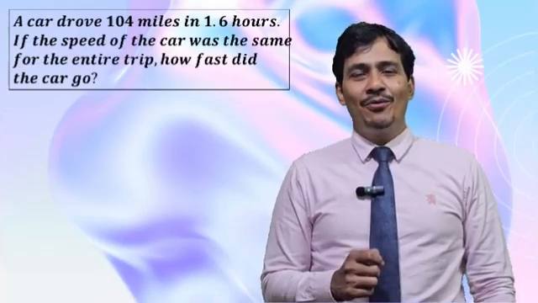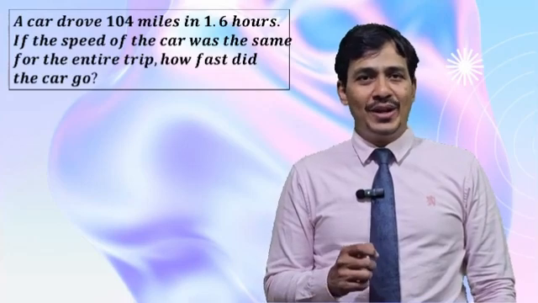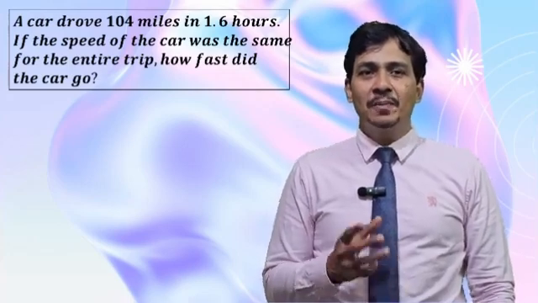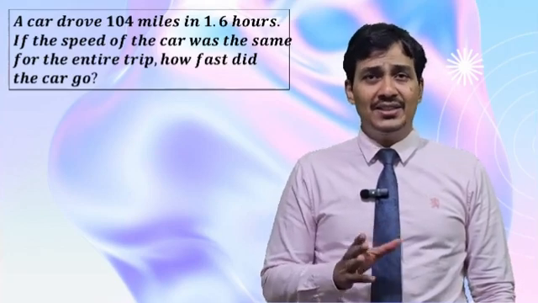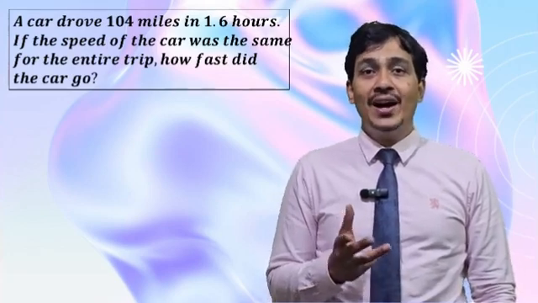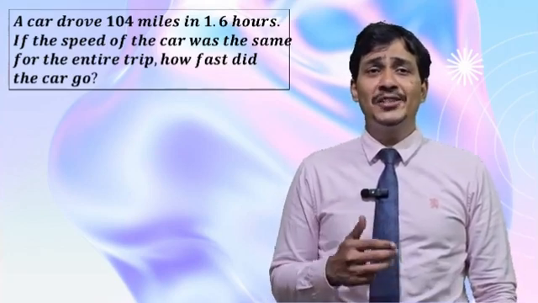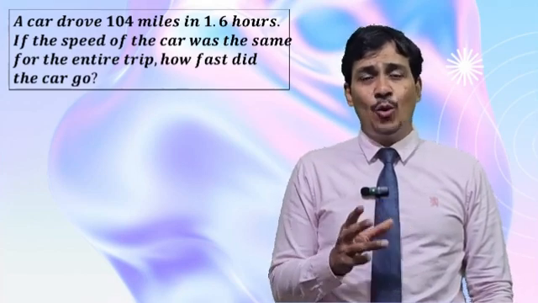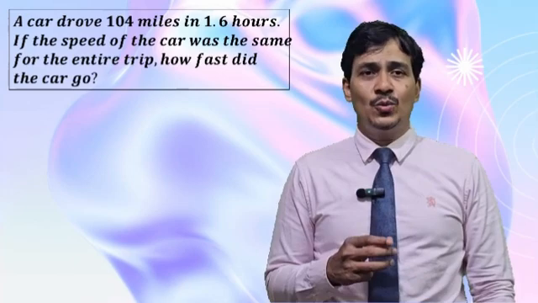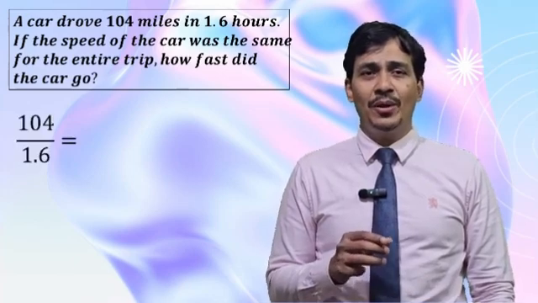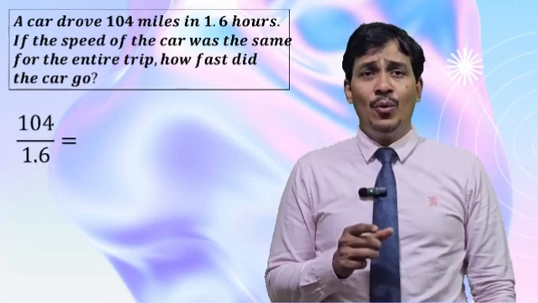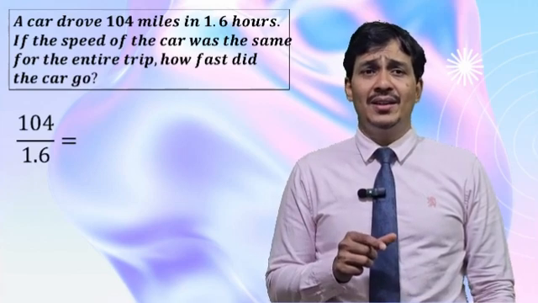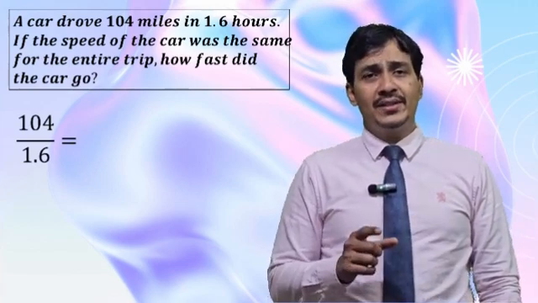A car drove 104 miles in 1.6 hours. If the speed of the car was the same for the entire journey, how fast did the car go? So they're asking us the speed. And whenever you want to find the speed, it is distance over time. That is 104 divided by 1.6. But now 1.6 is in the denominator. So I have to get rid of 1.6 in the denominator.